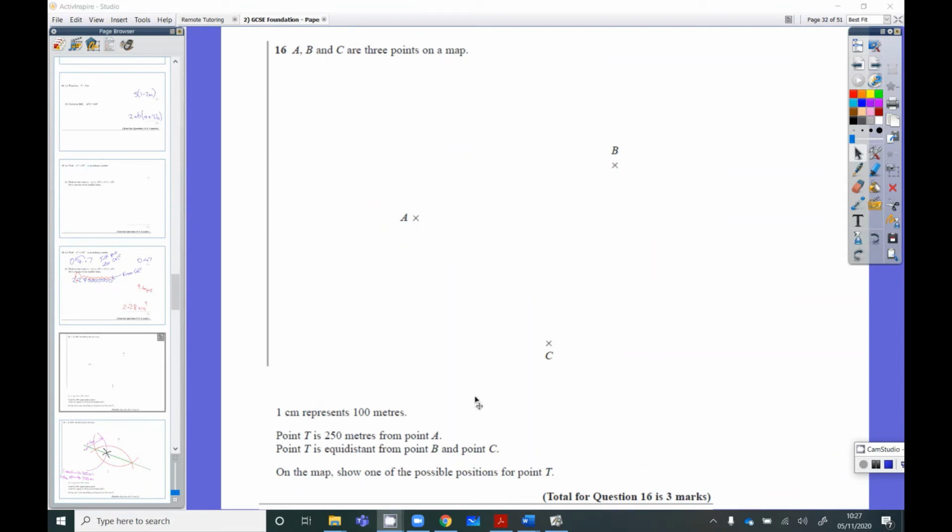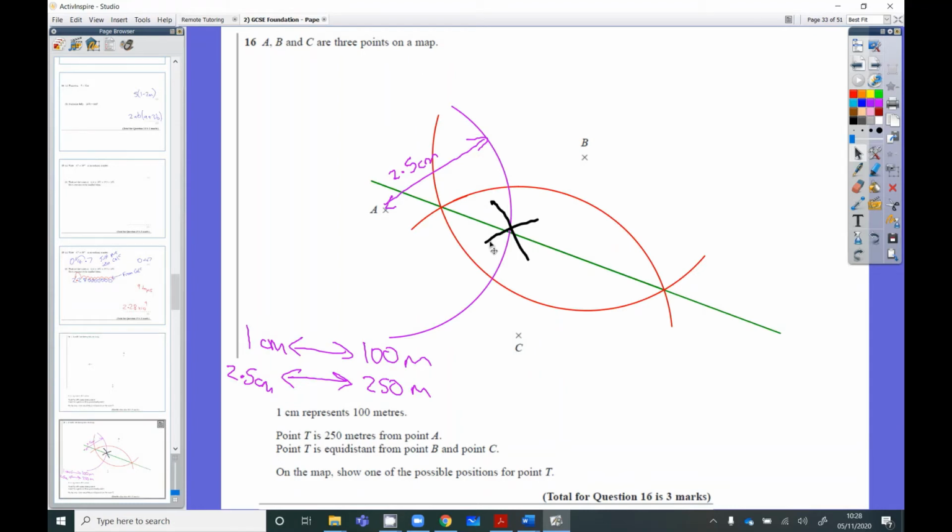Question 16. Now T is 250 meters from point A. So it's anywhere from A which is 250 meters away. That's going to be a whole set of points forming a circle around A. Given that 1 centimeter represents 100 meters, 250 meters is going to be 2.5 centimeters. 100 meters is 1 centimeter, so 250 meters is 2.5 times as much, 2.5 centimeters.